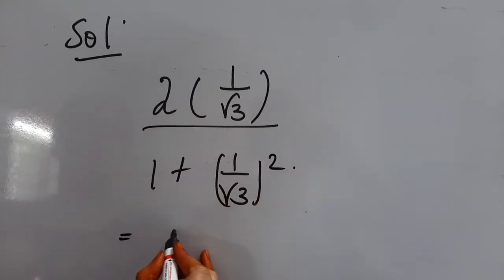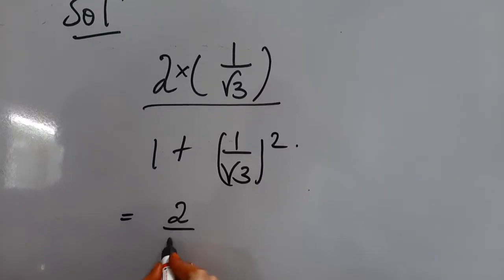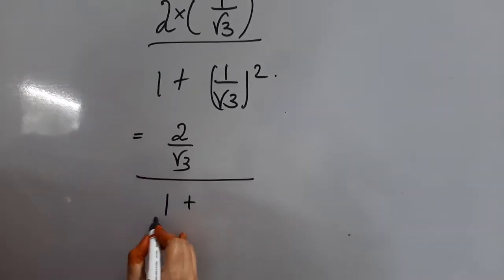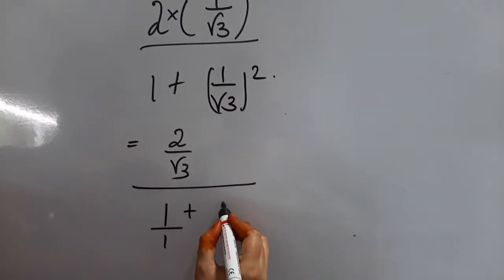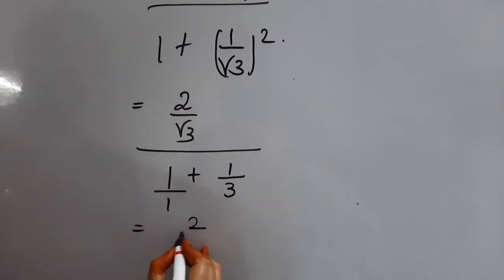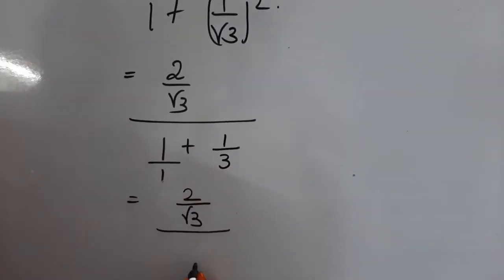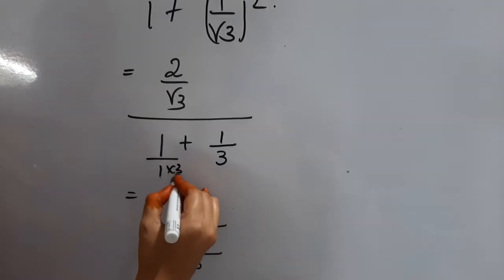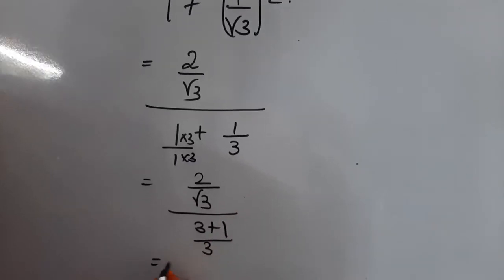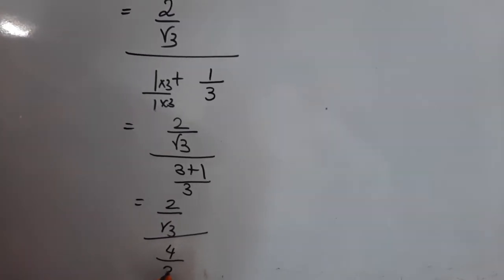Let us simplify this. Numerator becomes, here it is multiplication, 2 into 1 by root 3 is 2 by root 3, and in the denominator we have two terms. First it is 1, a whole number, and the second term is a fraction. If I square that I will get 1 by 3. Again the numerator will remain as it is, and the denominator has two terms. If you take the LCM, the common LCM is 3, and the first term becomes 3 and the second term is 1. So what we have here is 2 by root 3 divided by 4 by 3.